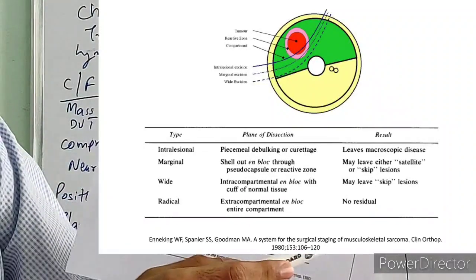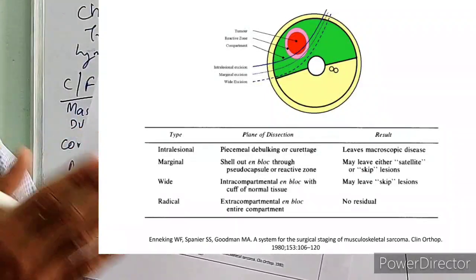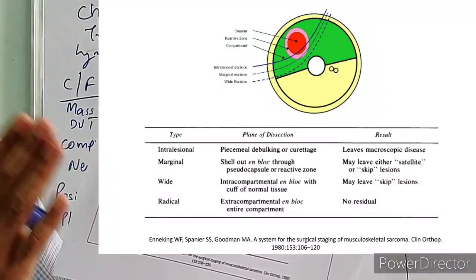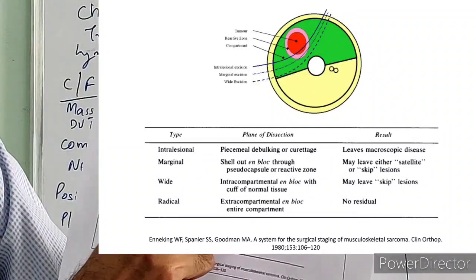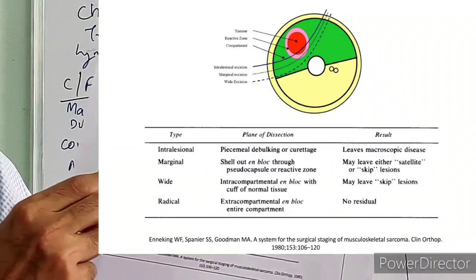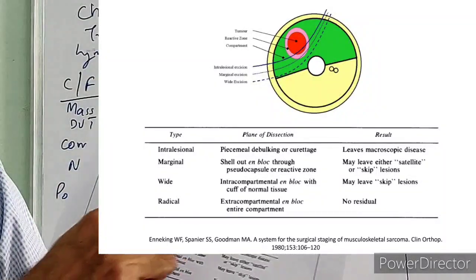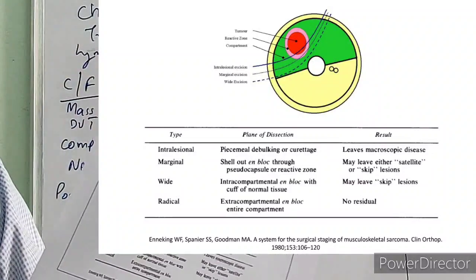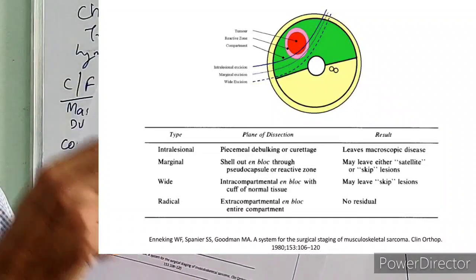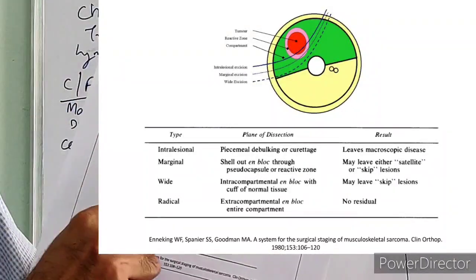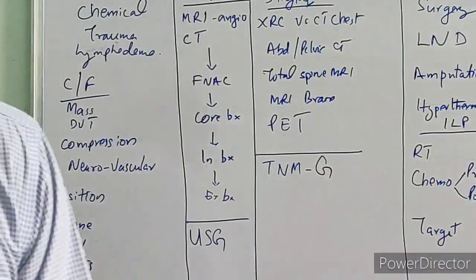If you go away from the marginal, reactive zone, through normal tissue with a wide margin, a 1 to 2 centimeter margin, it is called wide excision. That is the treatment you should try to achieve. If you excise the entire compartment, as shown in green, it is called compartmental excision, which is also not commonly done these days. So these are the various surgical procedures: intralesional, marginal excision, wide excision, compartmental excision, and amputation. Amputation is the removal of the whole limb. So what is the significance of all this?